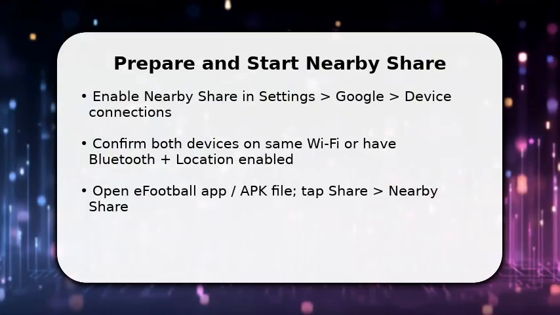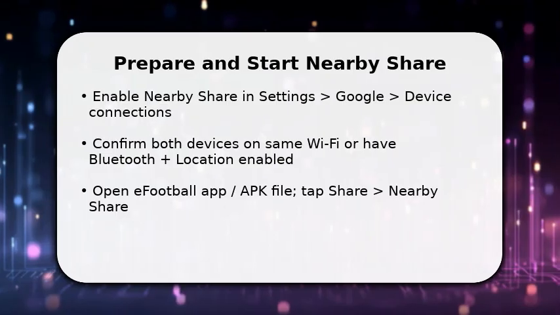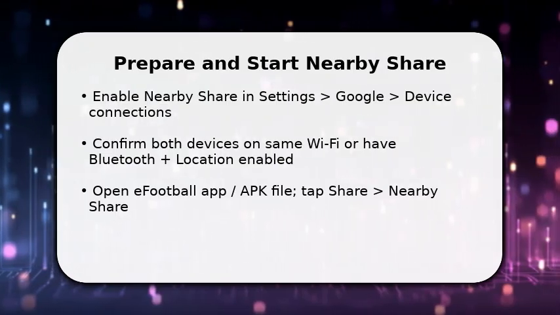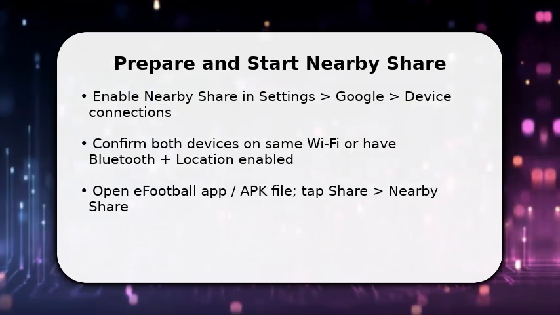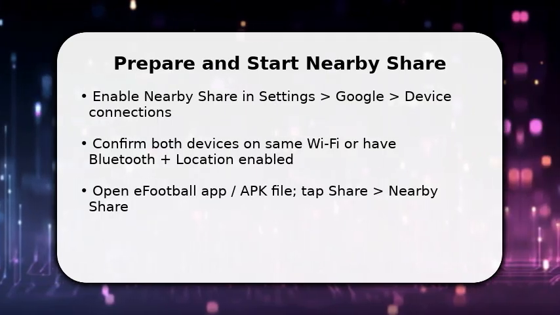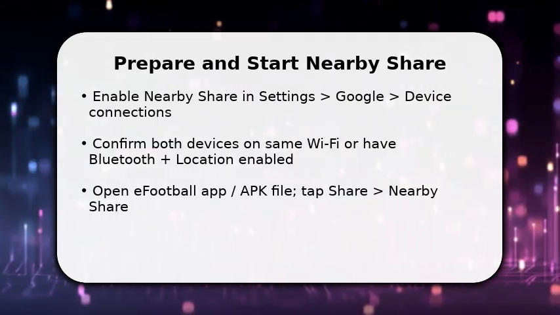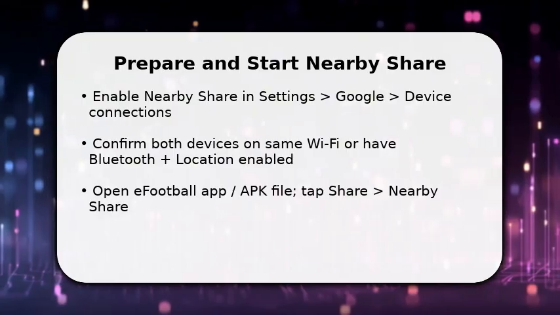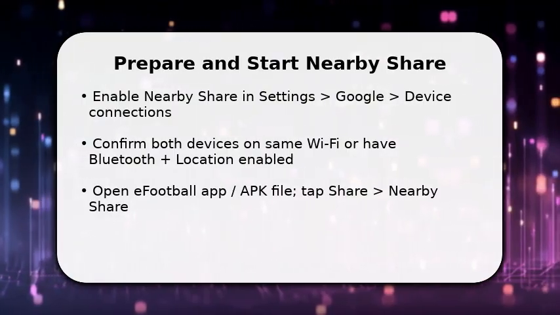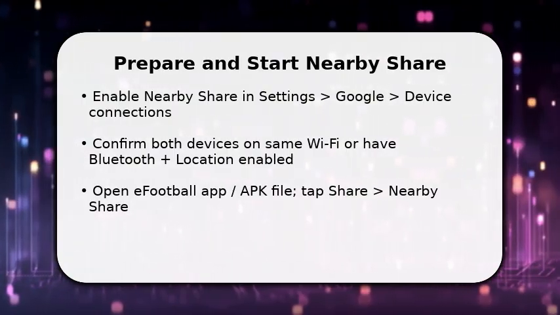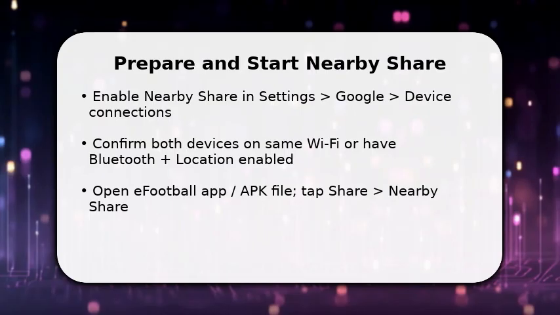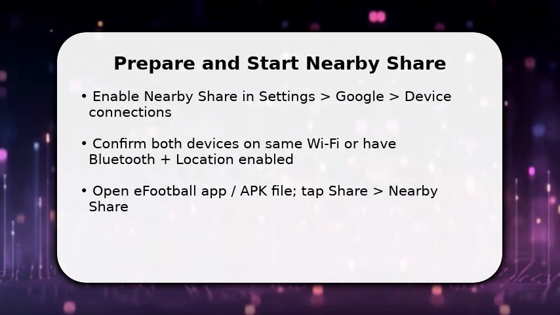You start by enabling Nearby Share on both Android devices and making them visible. Once done, open eFootball. If you're sending the installed app, open its Play Store page and use Share. If you're sending an APK file, open your file manager and select the APK. Make sure both devices have Bluetooth and location on or are on the same Wi-Fi.